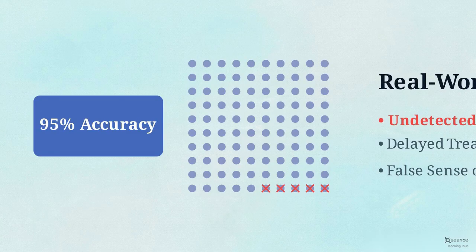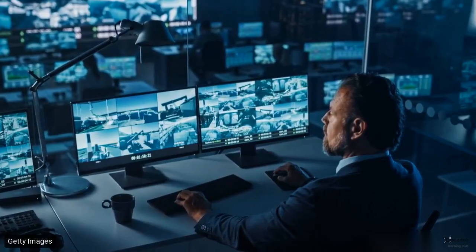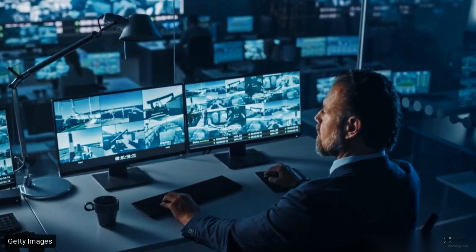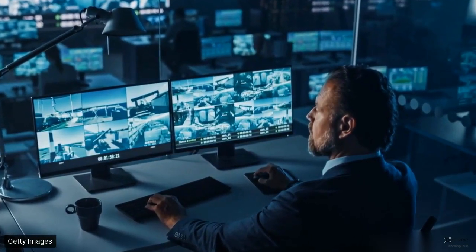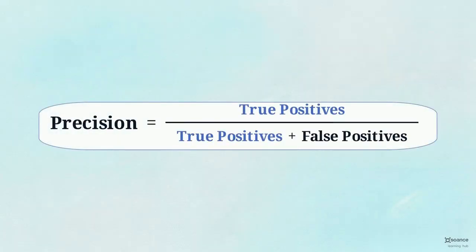To solve this accuracy paradox, we use specialized metrics based on real-world costs. In this security camera feed, if a system triggers an extreme action for a theft, the cost of a false alarm is very high. Precision calculates the fraction of positive guesses that were actually correct, minimizing false positives.